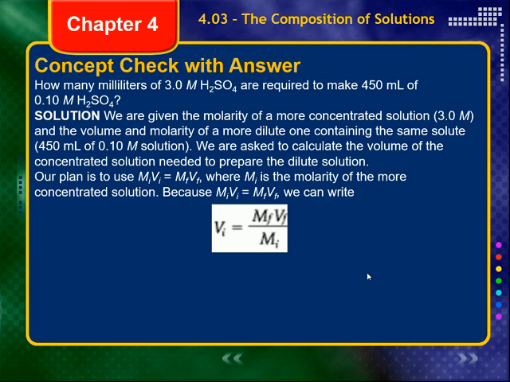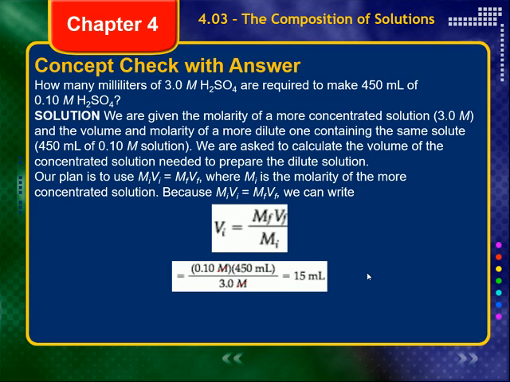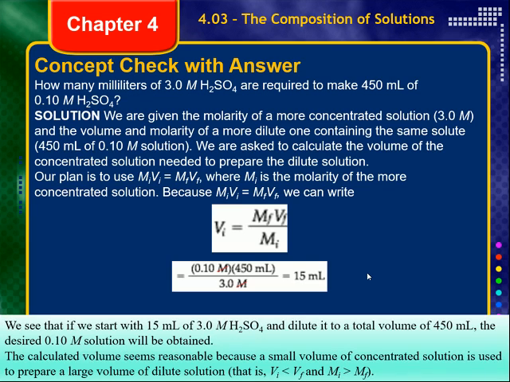So we're going to use the M1V1 equals M2V2 equation, where M1 is the molarity of the more concentrated solution. Because of this, we can rearrange the original equation to solve for V1, which is what we need, plugging in the values given in the problem. We get 15 milliliters. If we start with 15 milliliters of 3.0 molar H2SO4 and dilute it to a total volume of 450 milliliters, the desired 0.10 molar solution will be obtained. The calculated volume seems reasonable because a small volume of a concentrated solution is used to prepare a large volume of a dilute solution.